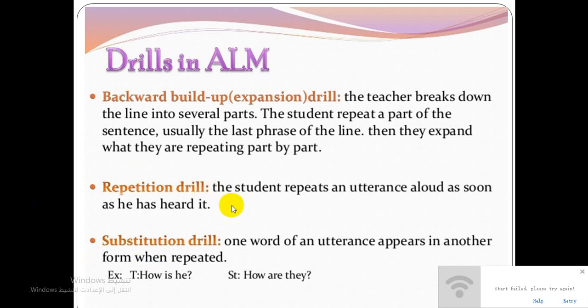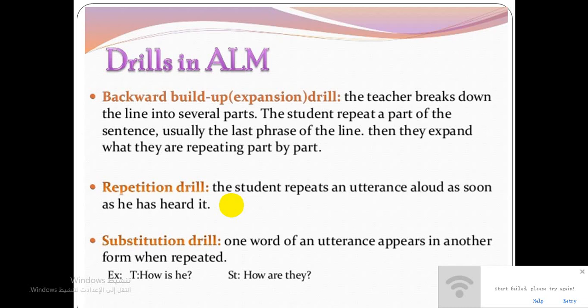In repetition drills, the use of drills and pattern practice are the distinctive features of the audiolingual method. These are some kinds of drills often used in repetition. In repetition drills, the students repeat an utterance aloud as soon as they have heard it. They do this without looking at a printed text. The utterance must be brief enough to be retained by the ear. Sound is as important as form and order.